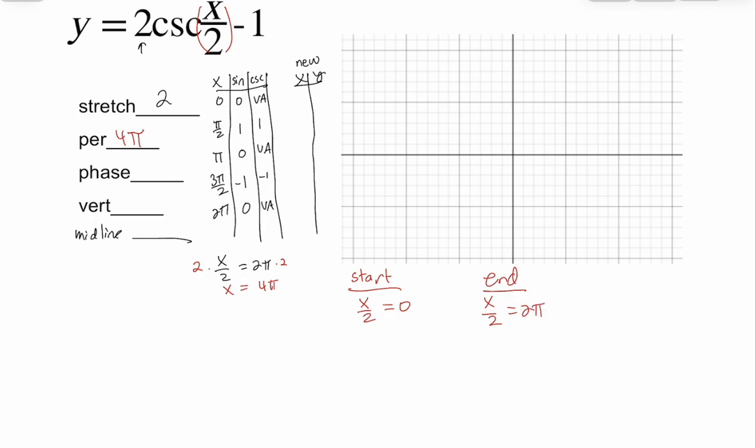Now, we've already done this one. We got 4 pi. So because we didn't have a plus or minus, the phase shift and the ending are the same. That doesn't always happen, so don't think that it will. Here, if we multiply both sides by 2, 0 times 2 is just 0. So we start at 0, we end at 4 pi.